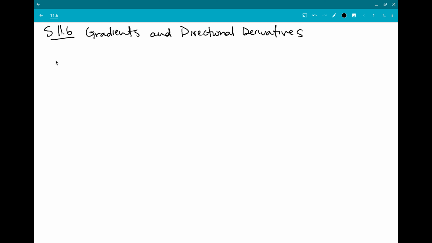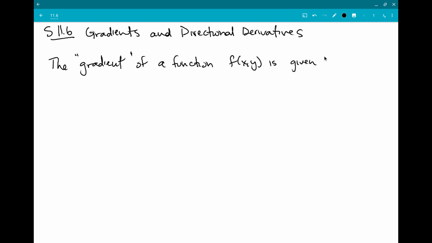So the gradient of a function f of x, y is going to be denoted by grad f, this kind of upside down triangle. And it's going to be a vector. And inside that vector, we're going to put all the partial derivatives. So df dx and df dy.